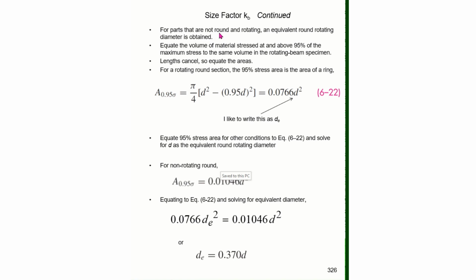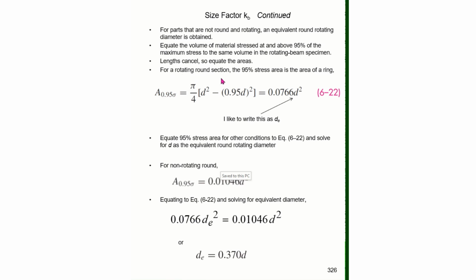So for parts that are not round and rotating, an equivalent round rotating diameter is needed. What we do is we equate the volume of material stressed at and above 95% of the maximum stress to the same volume in the rotating beam specimen. The lengths cancel out, and so we can equate the areas.